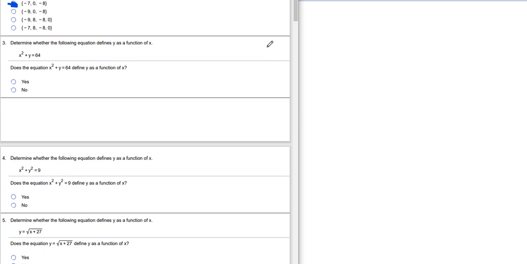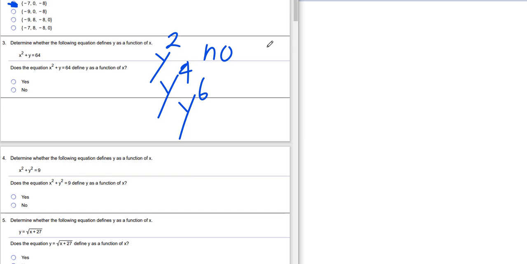Number 3, determine whether the following equation defines y as a function of x. The only thing for this class that you need to remember for does the equation define y as a function of x is to look at the power of y. Okay? If you have a y squared, the answer is going to be no. And in fact, if you have any even power of y, which we don't really talk that much about, these would all be no's.